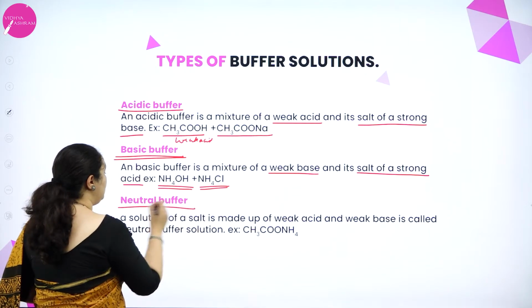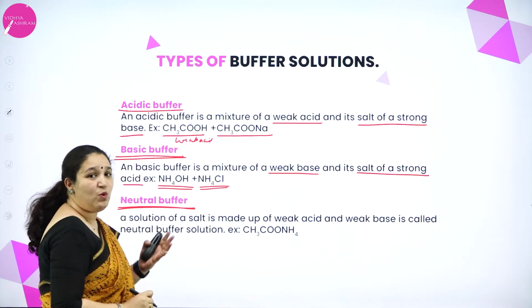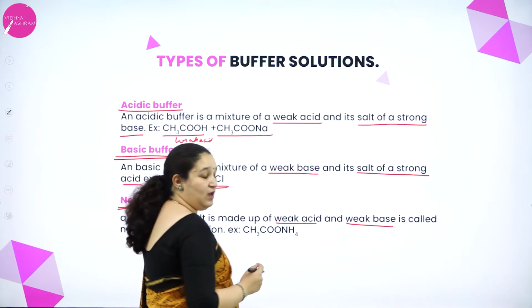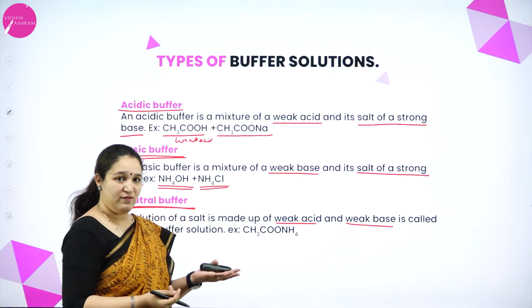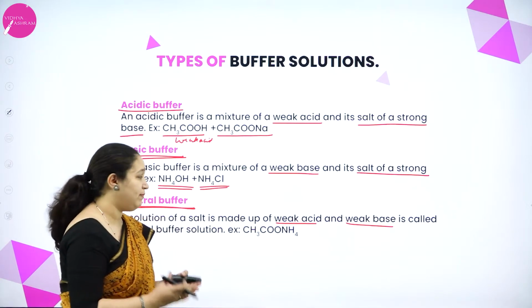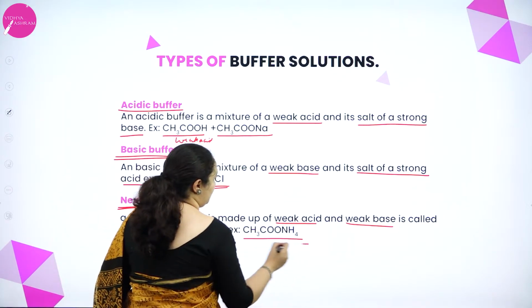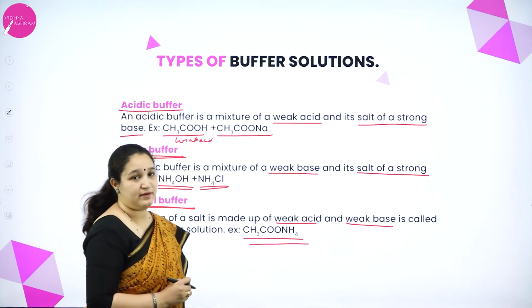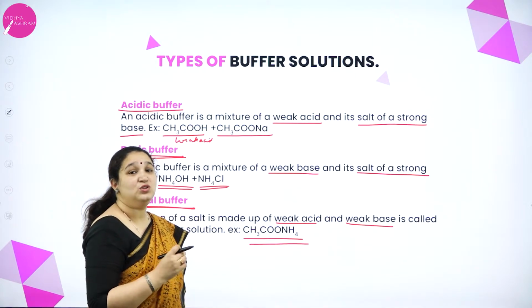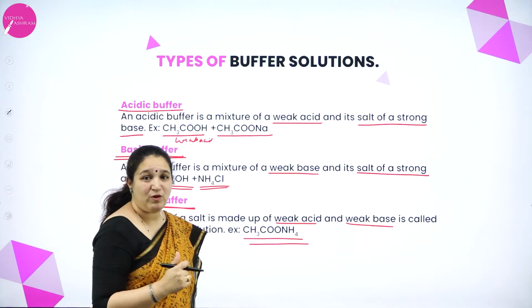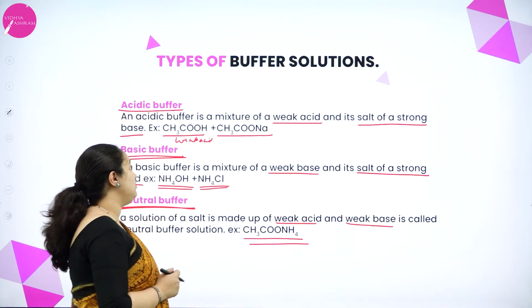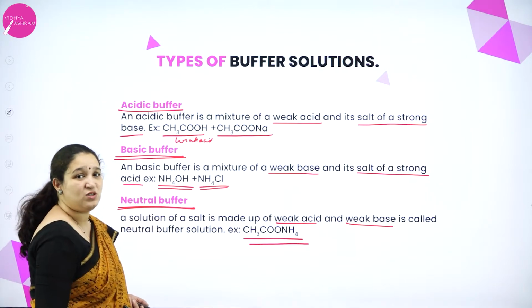Now there is one more called neutral buffer. What is a neutral buffer? It is made up of a weak acid and a weak base. Both are weak. If you take a weak acid and mix it with a weak base, then that solution will be a neutral buffer. For example, ammonium acetate solution is a neutral buffer which is made up of a weak acid and a weak base. So that's about the types of buffer solutions.